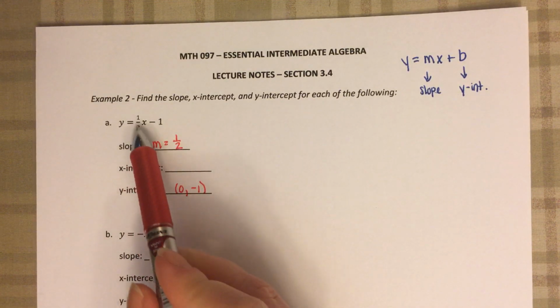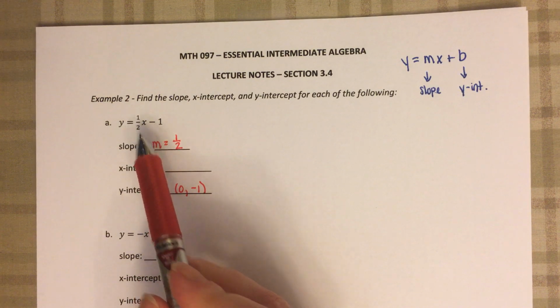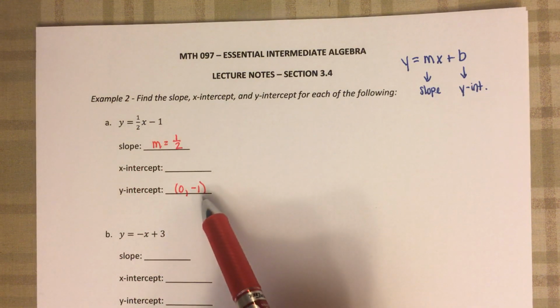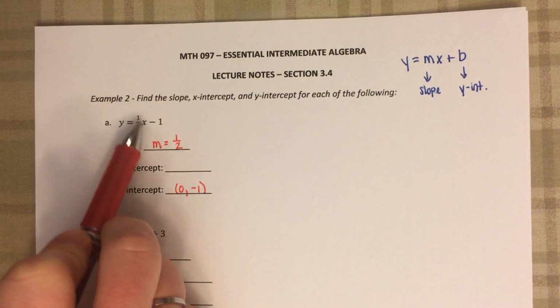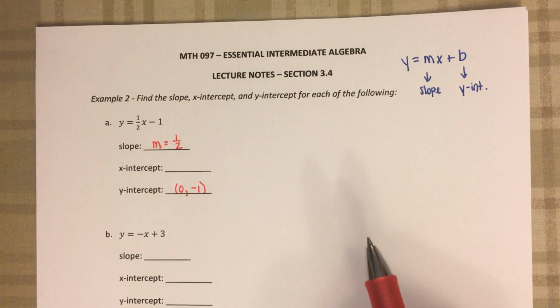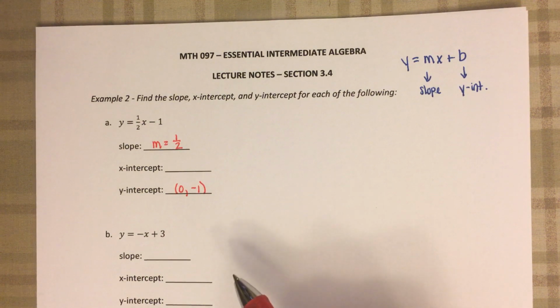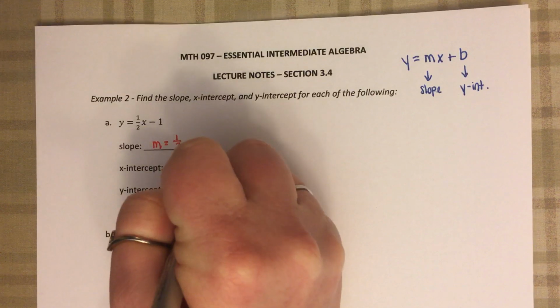Because if we plug 0 into this equation, half times 0 is still 0. 0 minus 1 is still -1. So by plugging in 0 for x, it wipes out this middle term, and all we're left with is this number that's over there. So when we're given an equation that's in slope-intercept form, we can easily pick out our slope, and we can easily pick out our y-intercept. Our x-intercept is going to take a little bit more work.